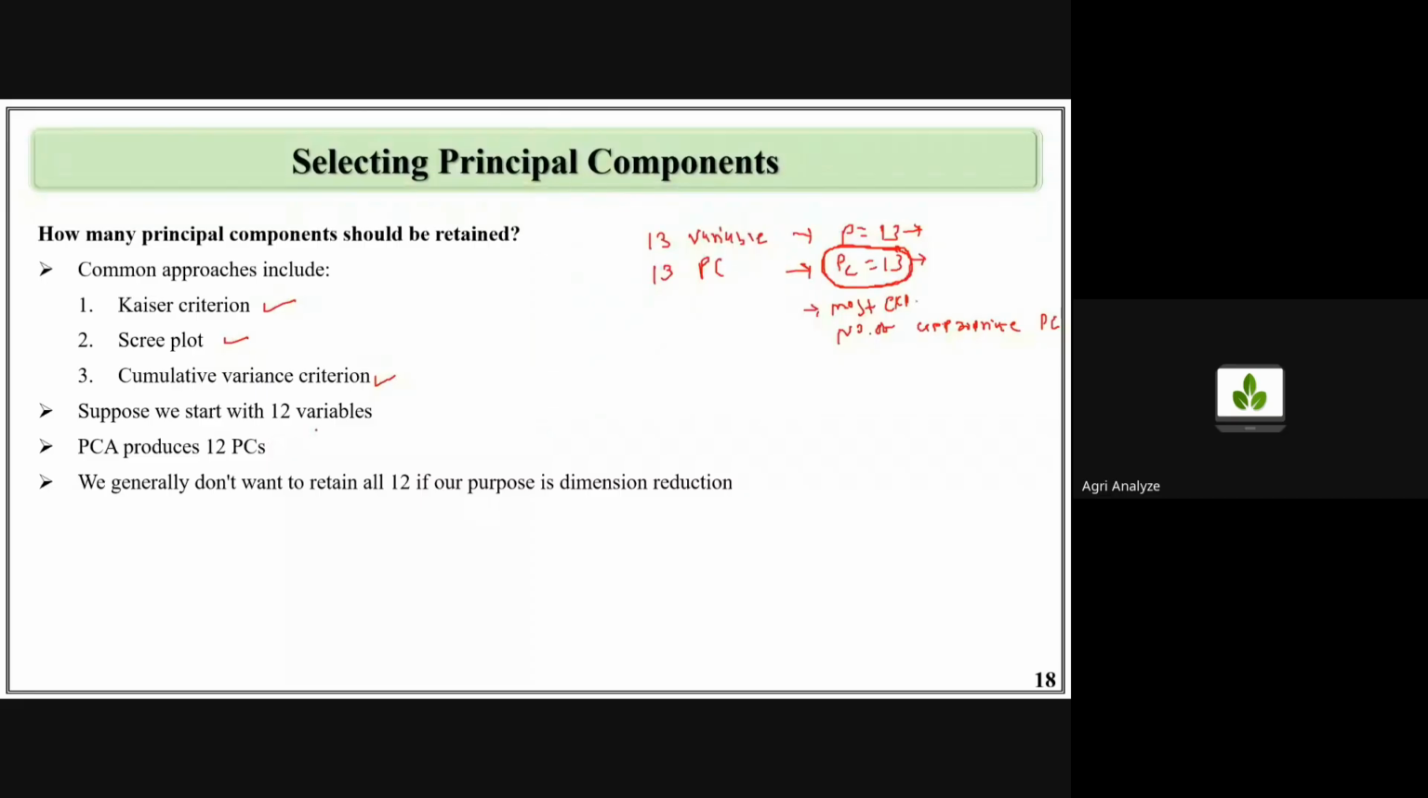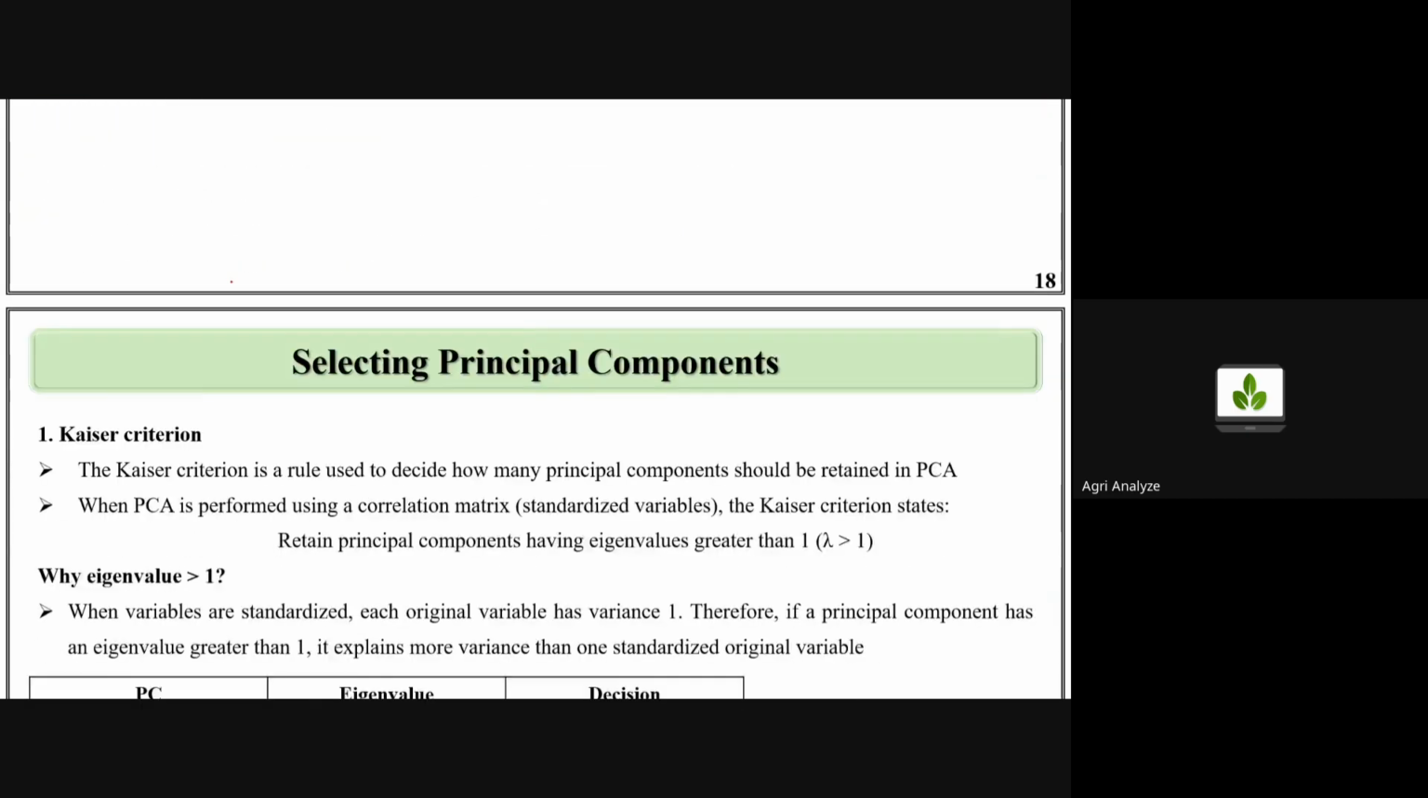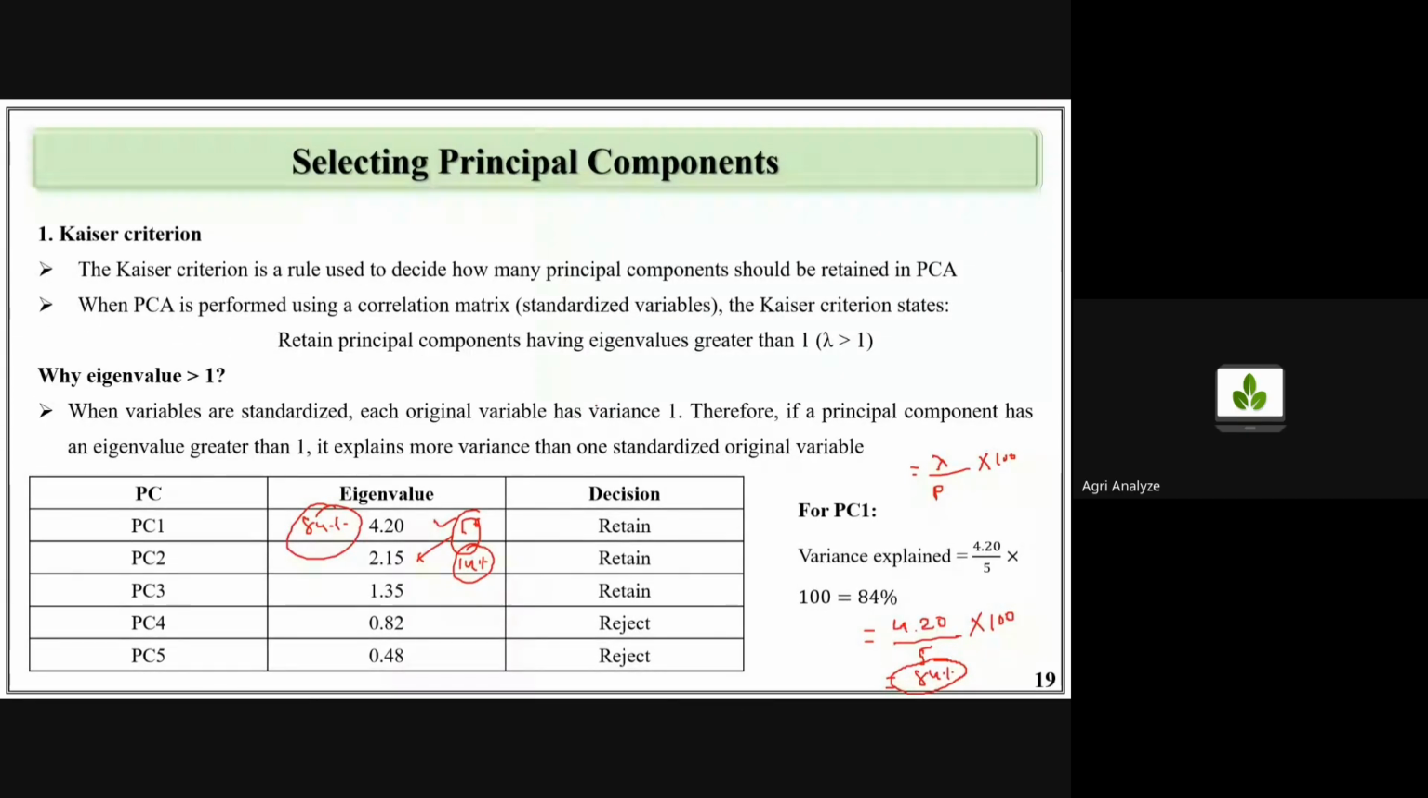Suppose we start with 12 variables. PCA produces 12 PCs. We generally don't want to retain all 12 if our purpose is dimension reduction. Okay. So based on these three methods, we have to decide how many principal components are needed for our further study. So first, Kaiser criterion.